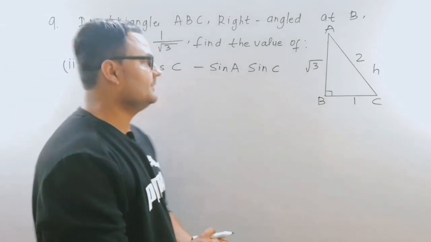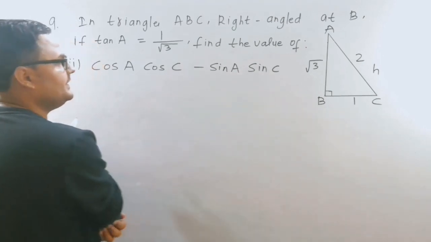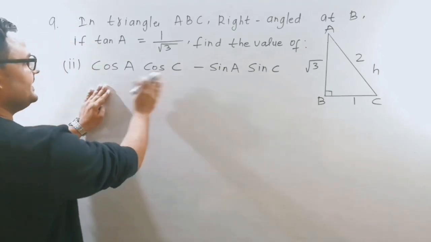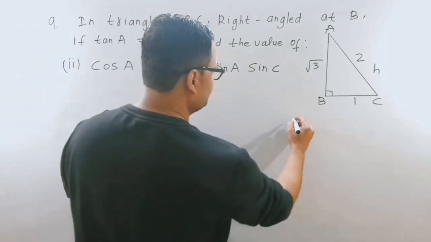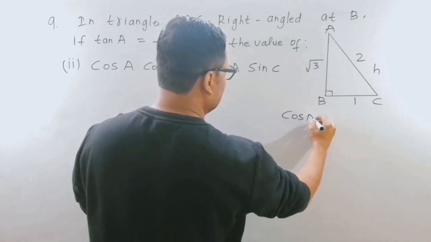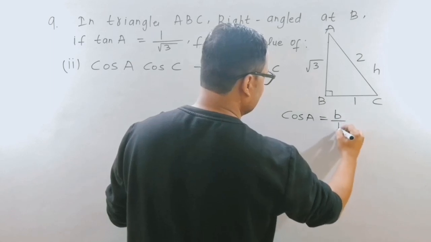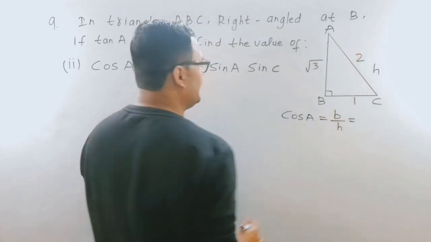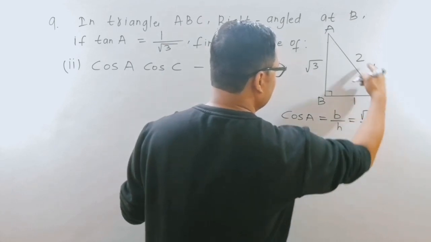Ninth main, second one: cos A into cos C minus sin A into sin C. So we have to find cos A, cos C, sin A and sin C. First of all, cos A. Cos A equals B by H. So for this angle A, this is the base, root 3, and hypotenuse is 2.